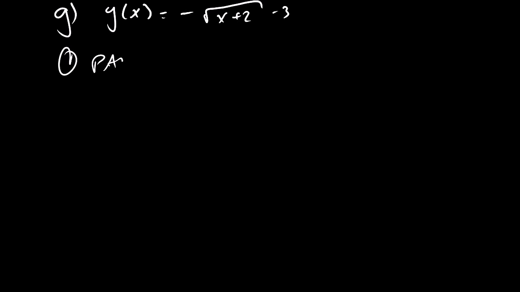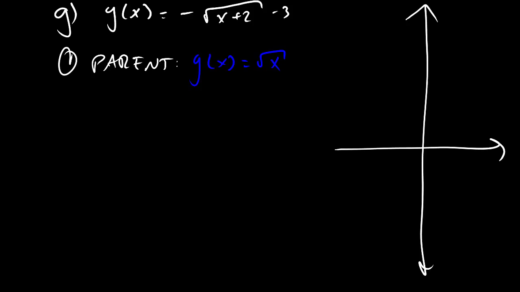Now we're going to move on to g of x is equal to the negative square root of x plus 2 minus 3. Step 1 hasn't changed. Find the parent. What's the parent graph? If we take all the numbers away, we're just left with g of x is equal to the square root of x. So we're going to start off by doing what we always do. We're going to draw our little parent graph. So parent graph, there you are. What a proud parent graph that is. Look at him.